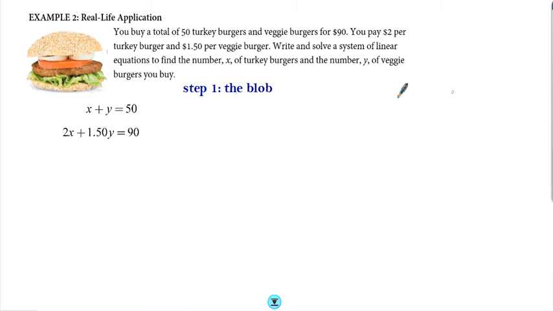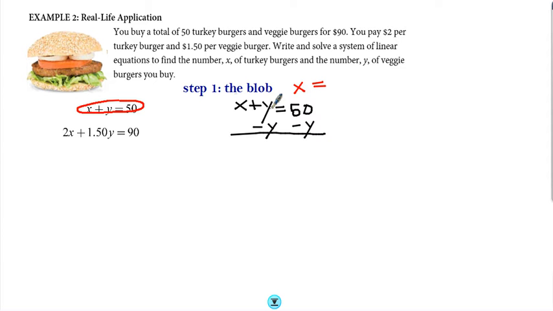And what I'm going to do is I'm going to take this equation and I'm going to solve for X. So I'm going to make it look like X equals. So if I have X plus Y equals 50, I'm going to subtract Y from both sides. Then I get X is equal to 50 minus Y. And that will be my blob. 50 minus Y equals X. That's my blob.